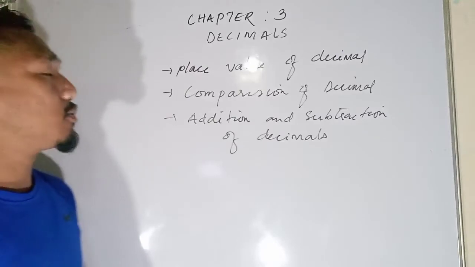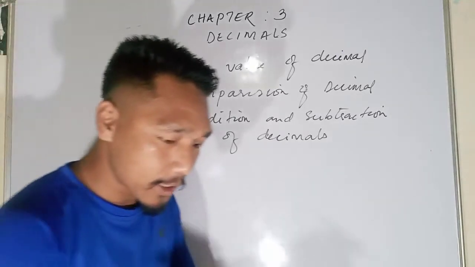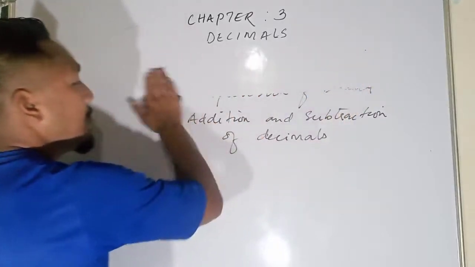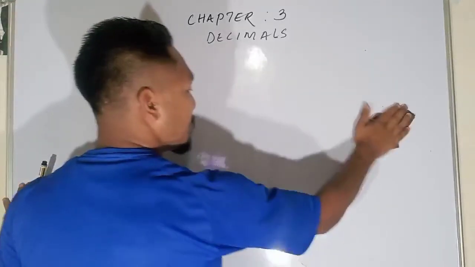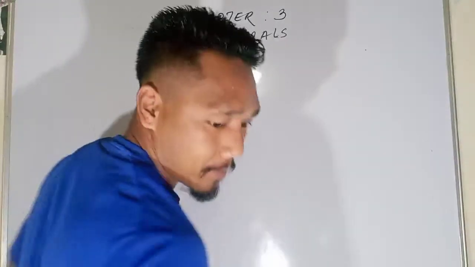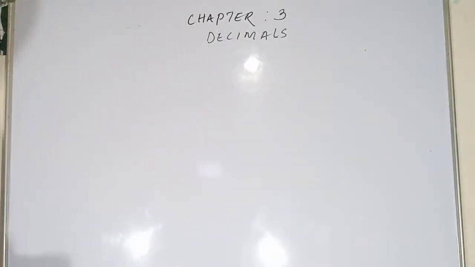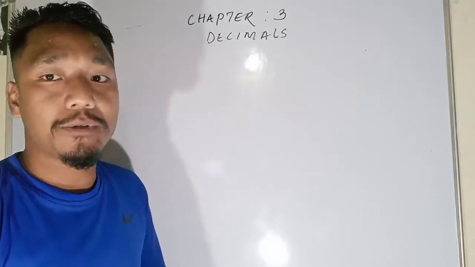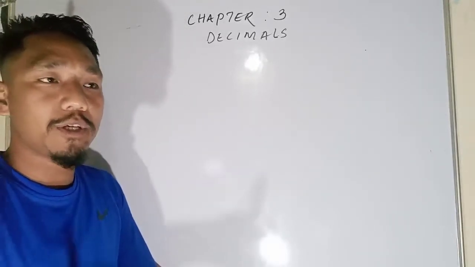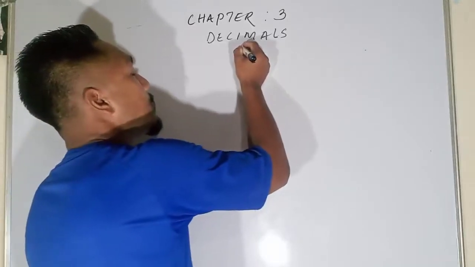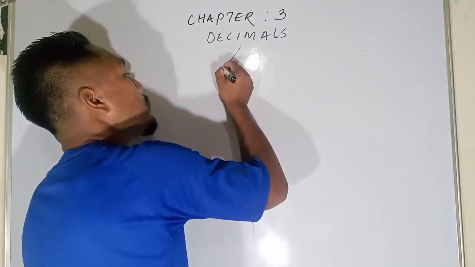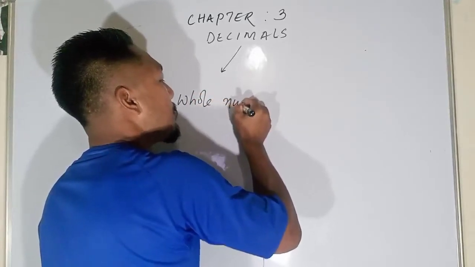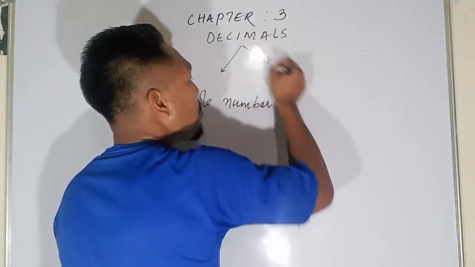I'm just giving some main points. Today in this video, we'll be learning first what decimals are. A decimal is a number which has two parts. What are these two parts? One, we have a whole number part. Another, we have a fraction part.